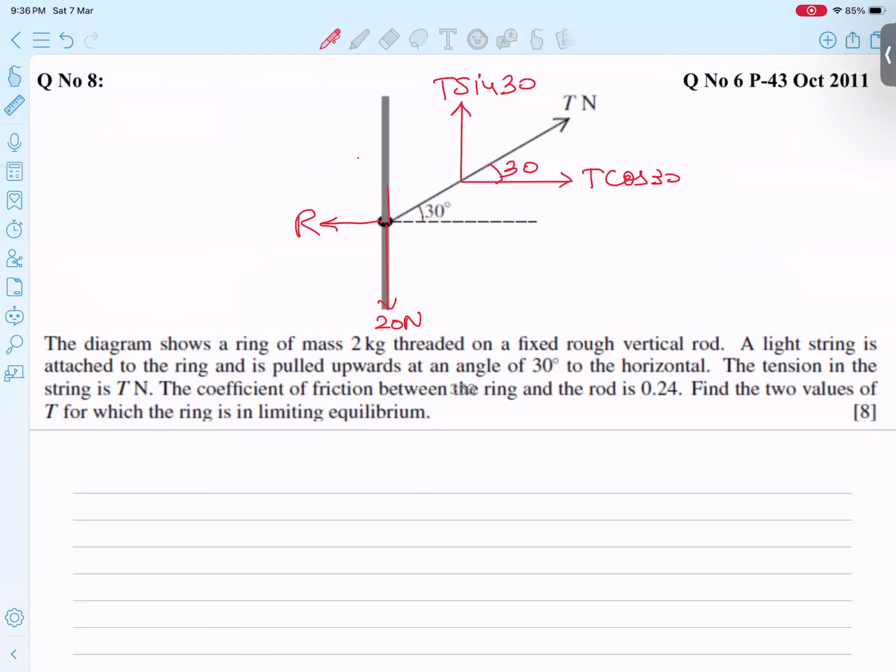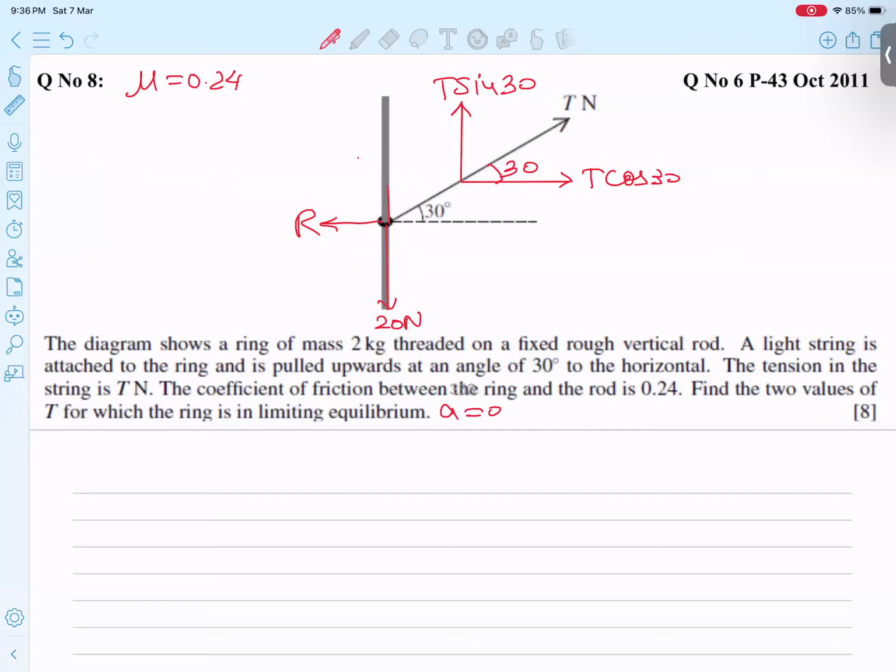So I think this part is clear. The rest is not a hard job. Read the statement further. The coefficient of friction is given as 0.24, so mu is 0.24 in this question. Tension in the string is T. Find the two possible values of tension for which there is limiting equilibrium. It means it is about to move but not moving, so acceleration is zero.